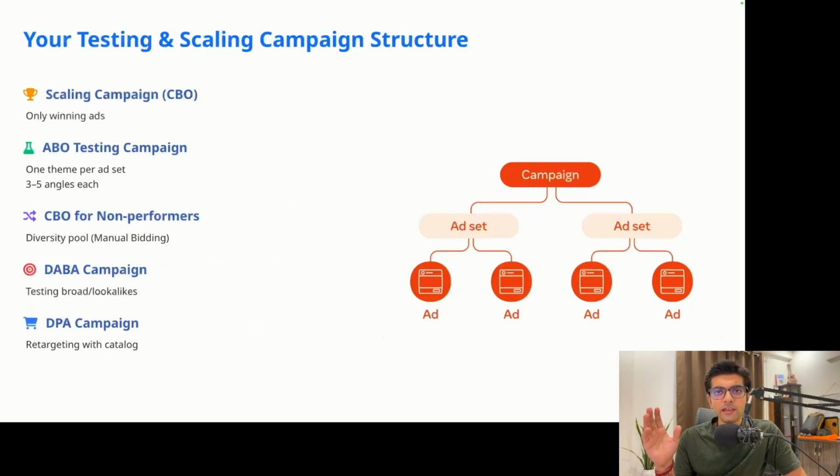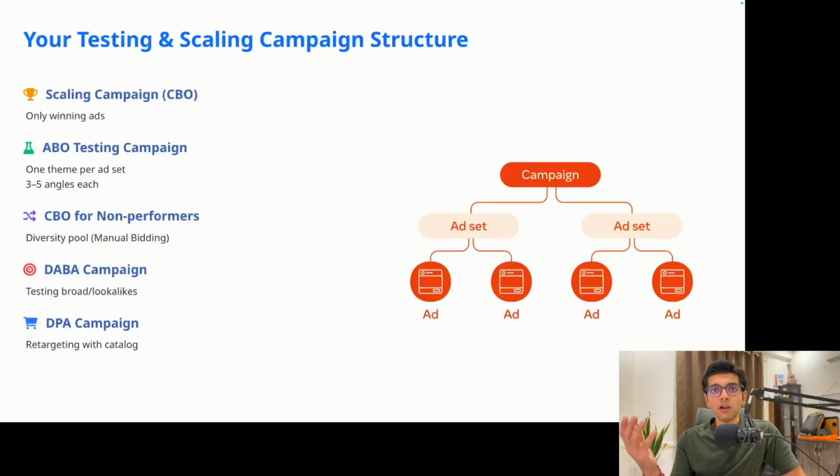Your testing and scaling campaign structure. This is the structure that I put in my ad accounts that has helped me scale rapidly and find winners with a reduced amount of ad spend, right? As we know, the Meta ad account is configured as campaign, ad set, and ads. So this is how I take a look at it. I have a scaling campaign where I only put winning ads, right?